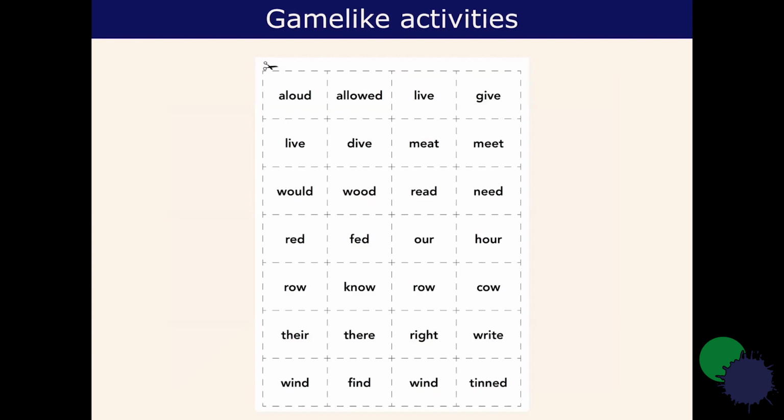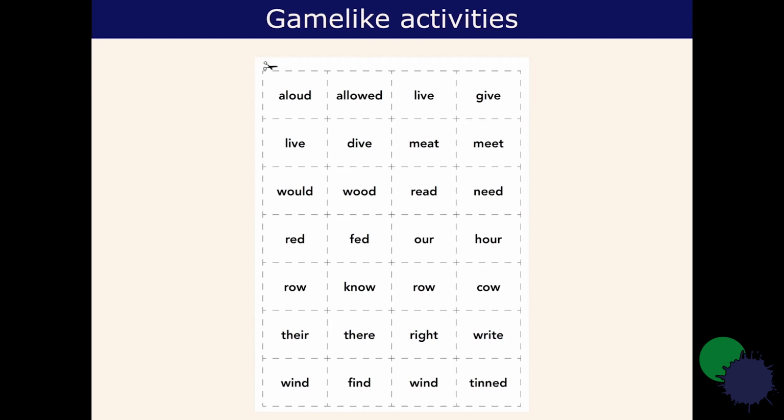Pelmanism, some people call it memory. It's where you have a set of cards and you lay them flat on the table and you play in groups. One student turns 2 cards over and tries to match them in some way. So these are homophone words. We've got allowed spelt in 2 different ways. They turn allowed over and they try to remember where the other allowed is. And at the beginning, it's very difficult, but slowly students start to remember where the different cards are.